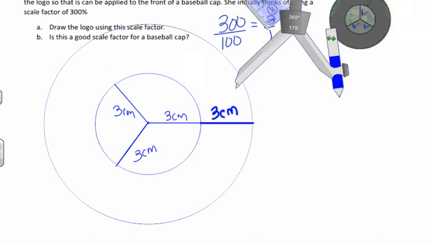And then B says, is this a good scale factor for a baseball cap? So if this is really the size, this is not going to fit on a hat, right? If I do 3 by 3 by 3. So no, it's too big to fit on a cap, you would say for B. Not a good scale factor.